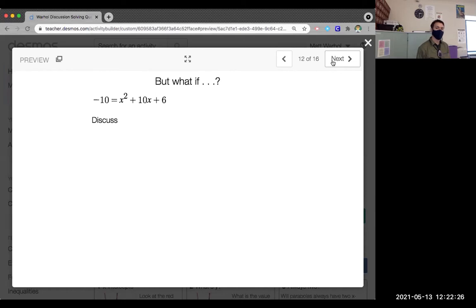So what would you do? Well, it's like the one we did with the vertex. Move the 10 to the other side. So add 10. And then you don't have to do the first step. You don't have to make y 0 because there is no y. It's already set equal to 0. So if you move the 10, then you would just solve. So let's put something like this in our notes.